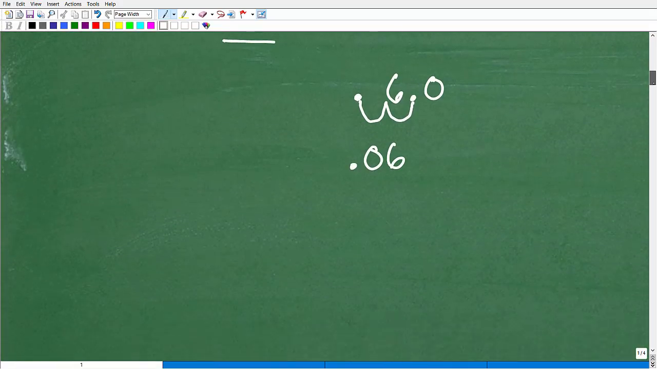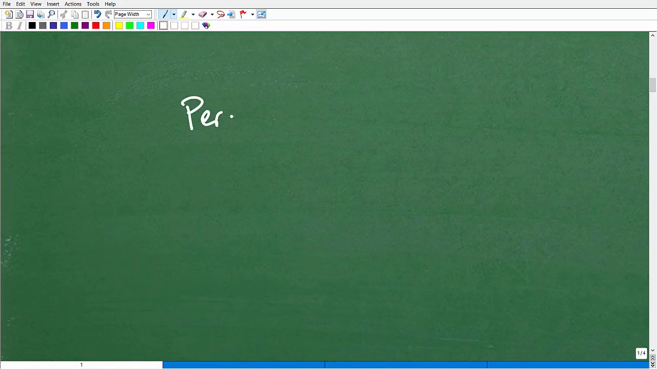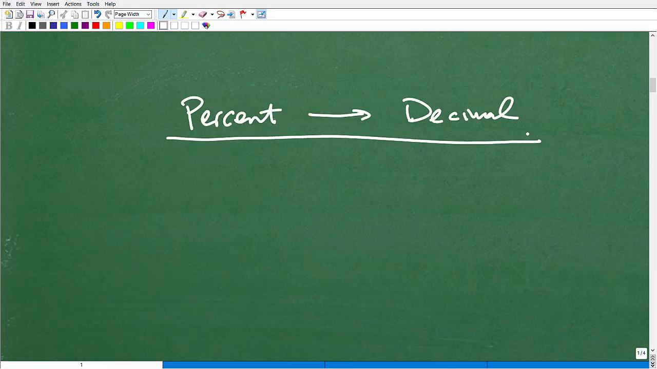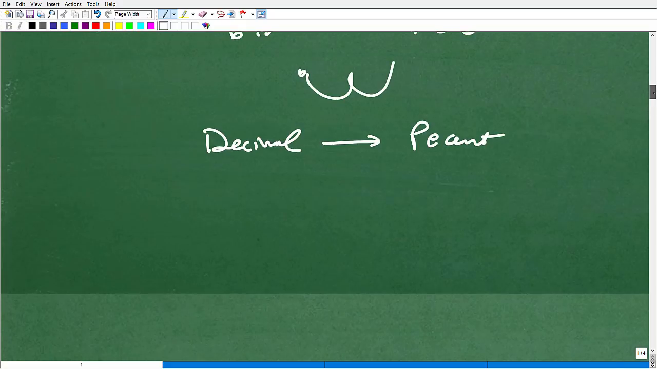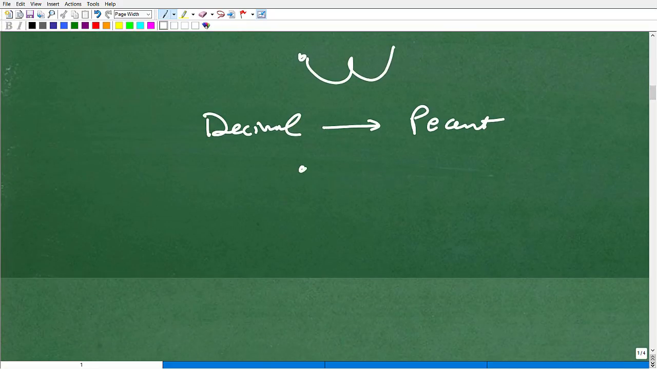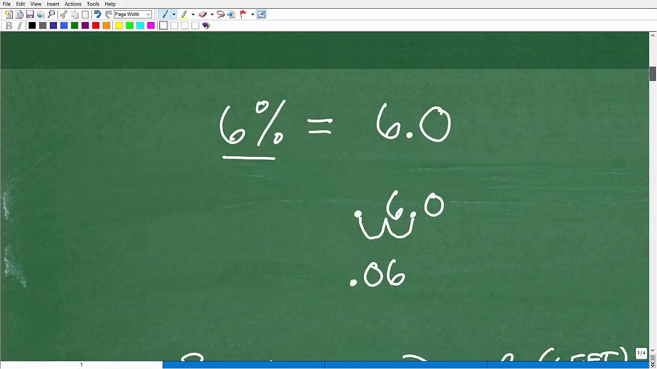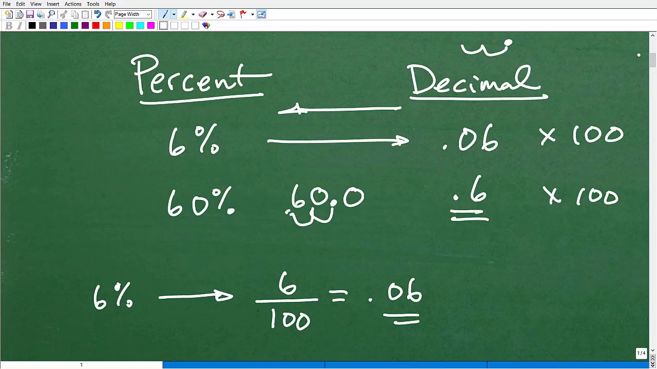So let's review this here. When I'm going from percent to decimal, I need to move the decimal point which way? 6% to 0.06, I move it 2 to the left. So just remember, make yourself a little note: go to the left. Now, if I want to go from decimal to percent, yes, you guessed it, I move it 2 to the right. So first things first, we really have to understand percent to decimal and decimal to percent. If you got this part down, then we're ready to move on to the next steps.